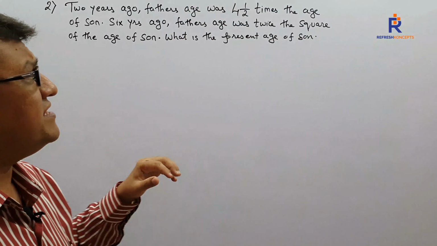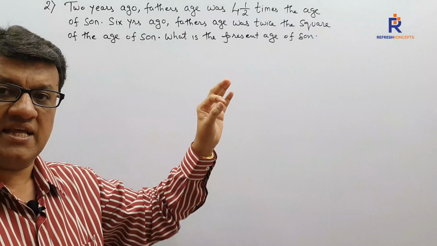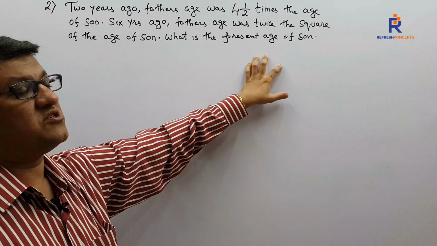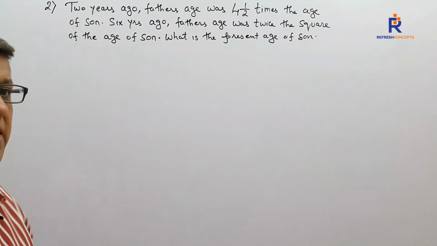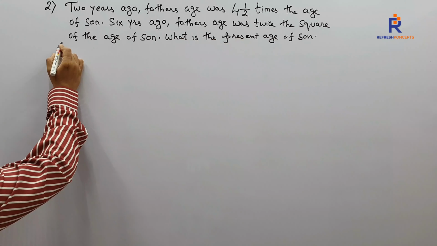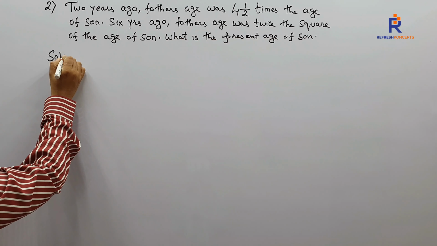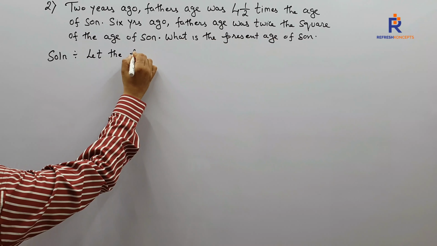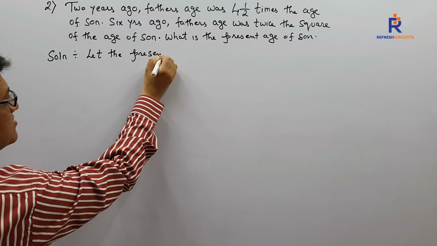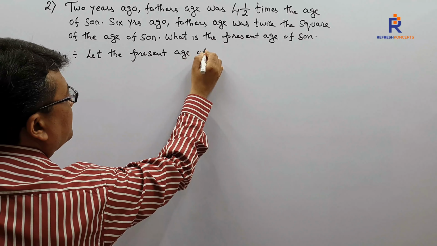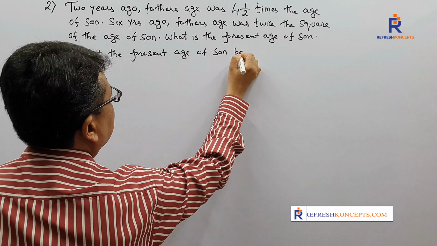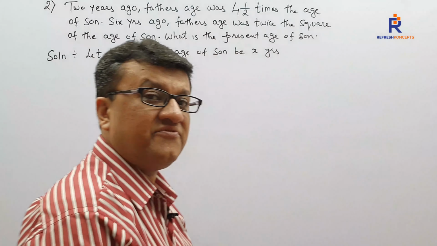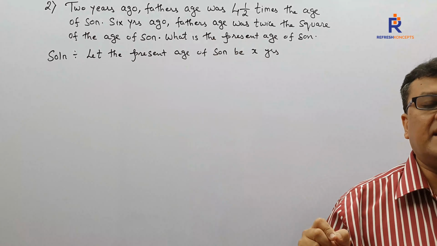But sir, you might be thinking that no present condition is being given. Still, I'll say always start with the present condition, as the question demands the present age of the son. So let's see how I deal with this sum. Solution: let the present age of son be x years.